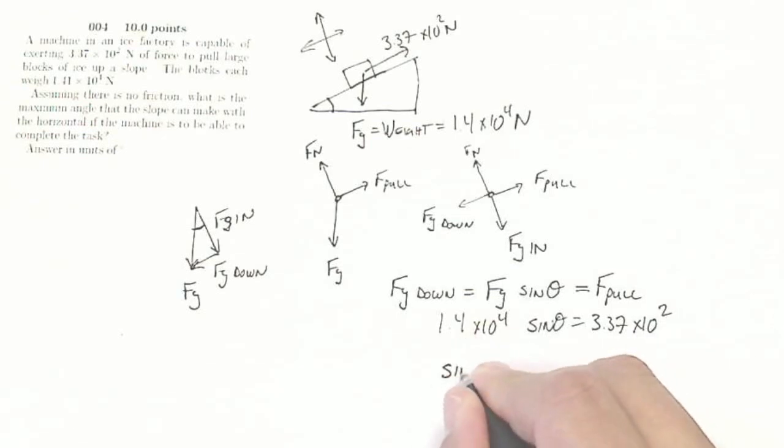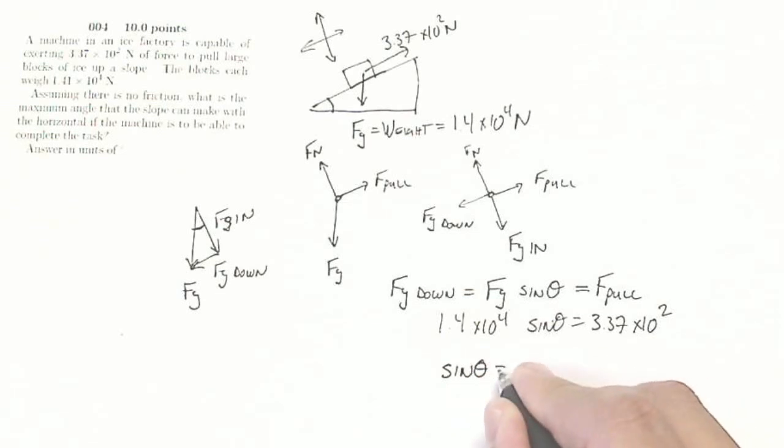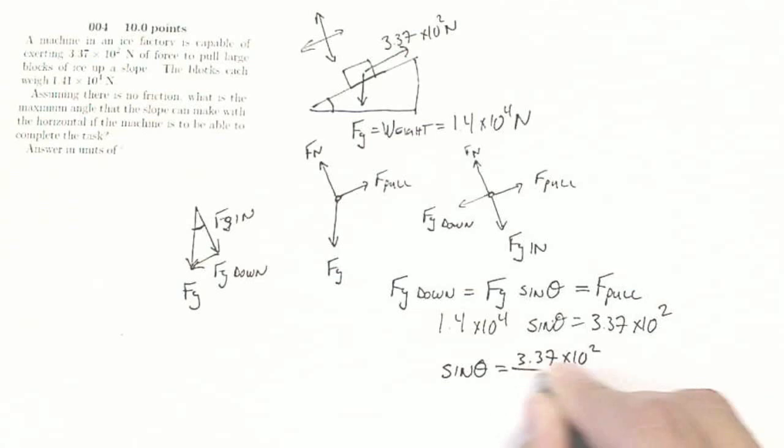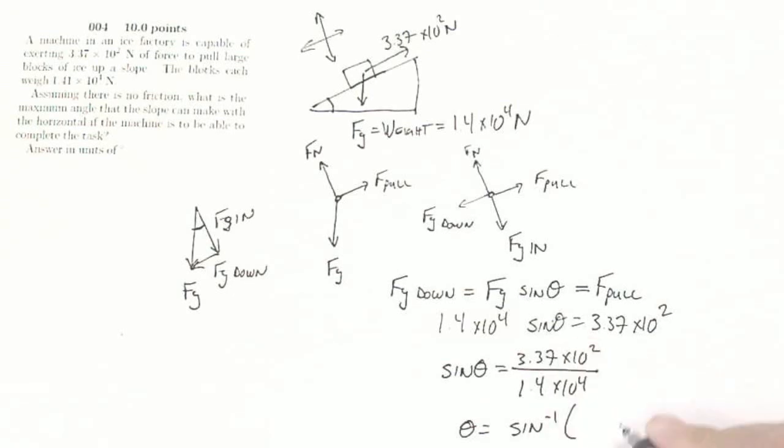So now I know that the sine of the angle is going to equal 3.37 times 10 to the 2 divided by 1.4 times 10 to the 4th. This is going to give me some number. That's the sine of theta. So theta is going to be the inverse sine, the angle whose sine is these two numbers, 3.37 times 10 to the 2 divided by 1.4 times 10 to the 4th. And that will give me my angle that I'm looking for.